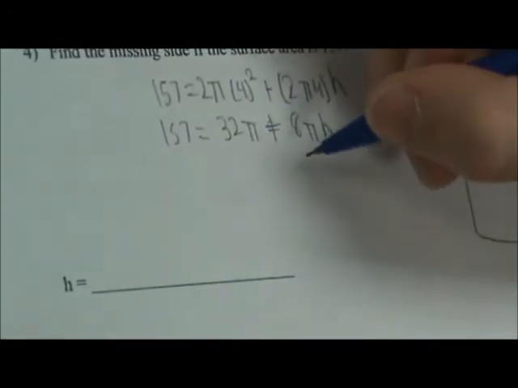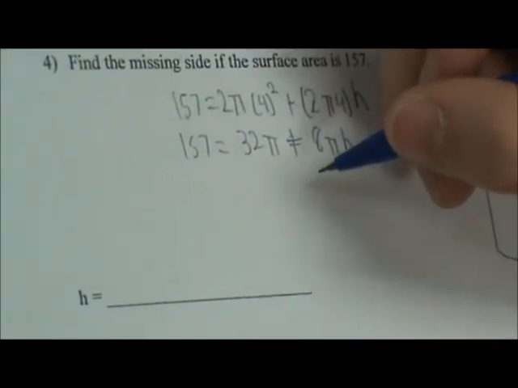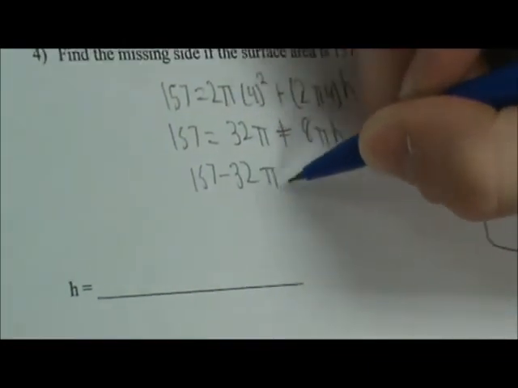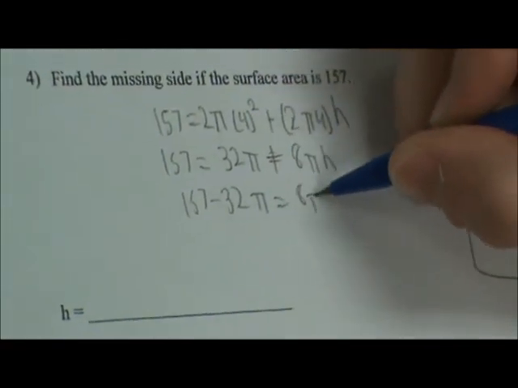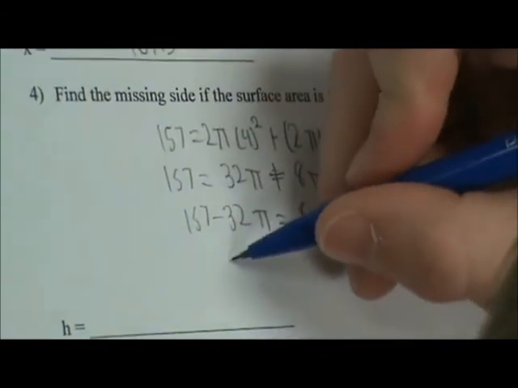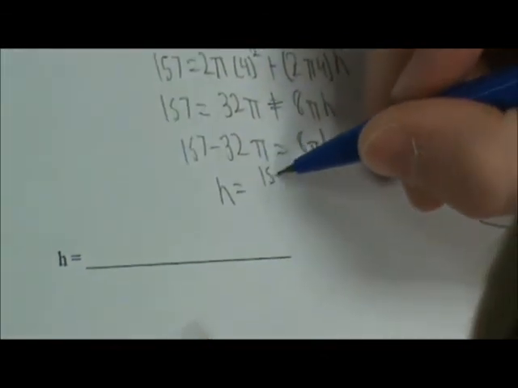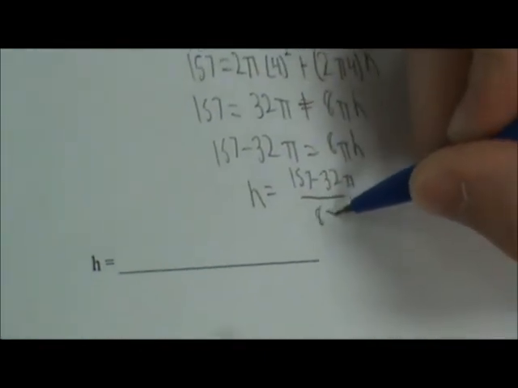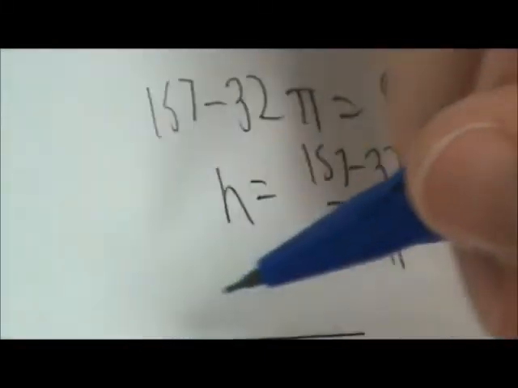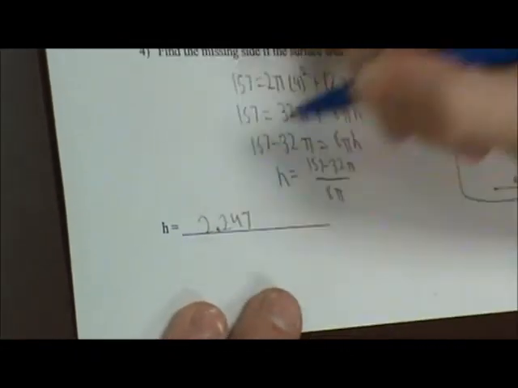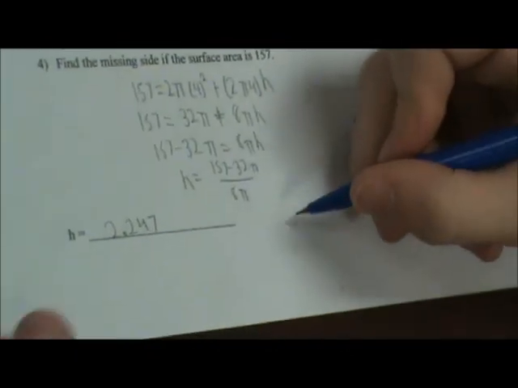Alright, so anyways, then we subtract the 32 pi over. So it's going to be 157 minus 32 pi equals 8 pi h. Then we're going to divide by 8 pi to get the height, and once we plug that into a calculator, we're going to get an approximate value of about 2.27 or 47.